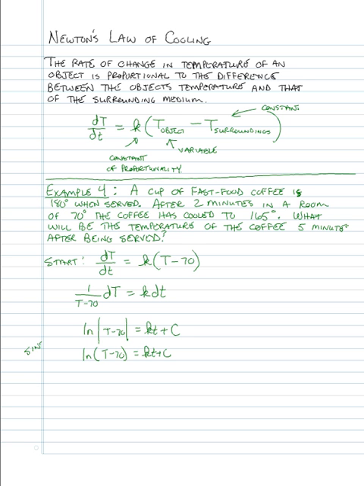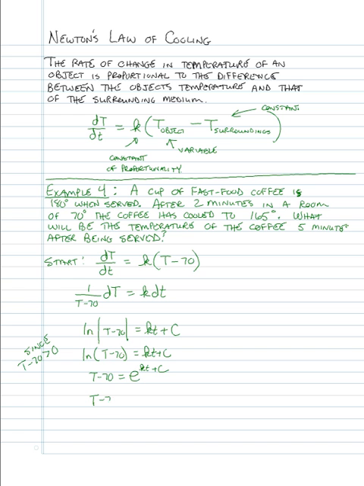Remember, that's because we know T minus 70 has to be positive. The temperature of the coffee can't be less than the room temperature. Now, this is going to lead to, we've seen this before, T minus 70 is equal to e to the power kt plus c. But we've seen this before.